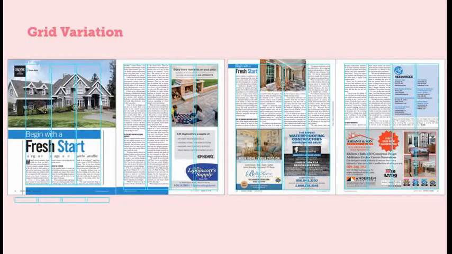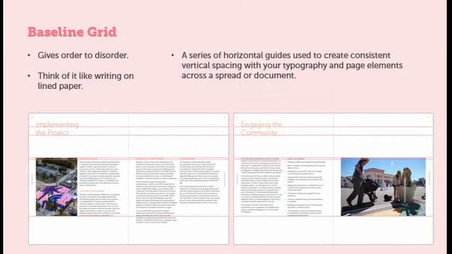So anyway, there are 2 main types of grids. The first one being a baseline grid. So all grids are really giving order to disorder, but your baseline grid is like you writing on lined paper. It's a whole bunch of these horizontal lines set up based on your leading choice. And what it does is the baseline grid forces all the text to base align.